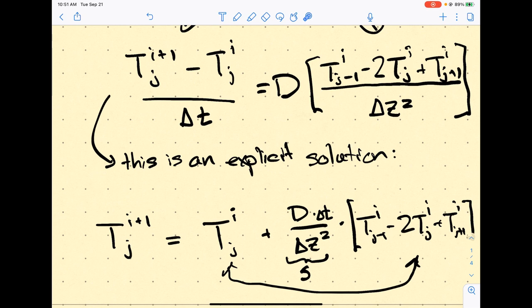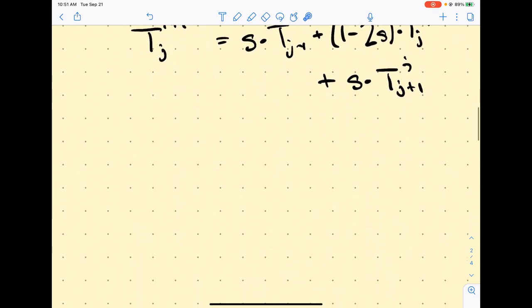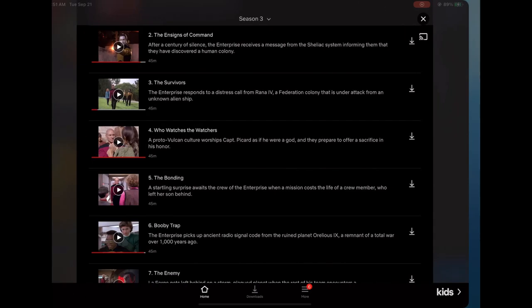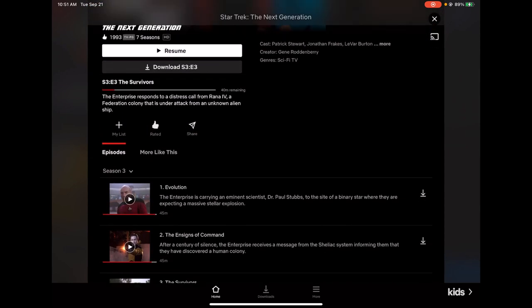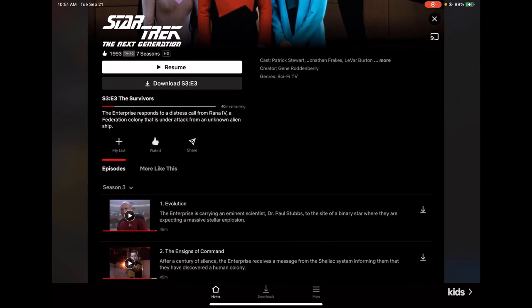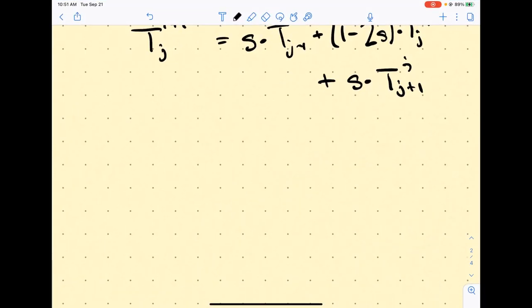Okay, so let's rewrite. So, whoops, you're seeing my Star Trek watching habits. It's what I like to fall asleep to most nights.